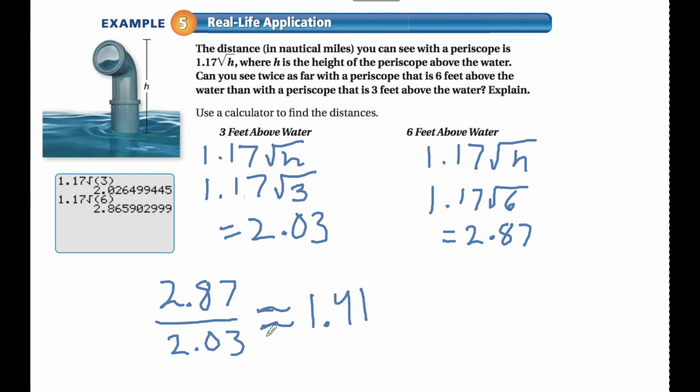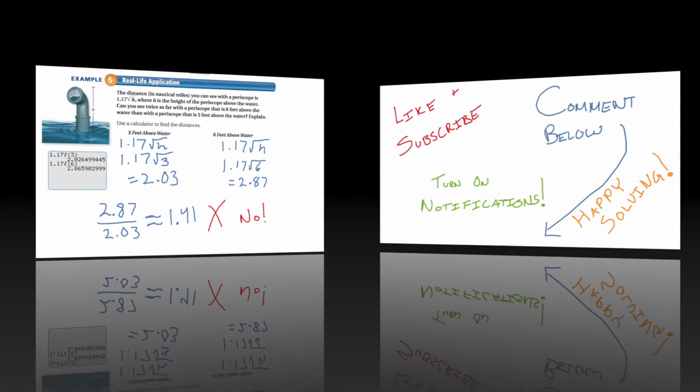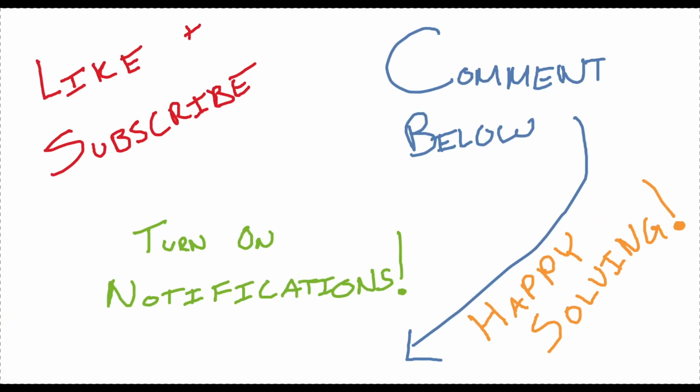So you can see 1.41 times further when you're 6 feet above water than you can when you're 3 feet above water. Now they asked, is it twice as far? So is 1.41 twice as far? The answer to that is no. You can only see 1.41 times further when you're 6 feet above water than 3 feet above water. Not twice as far.